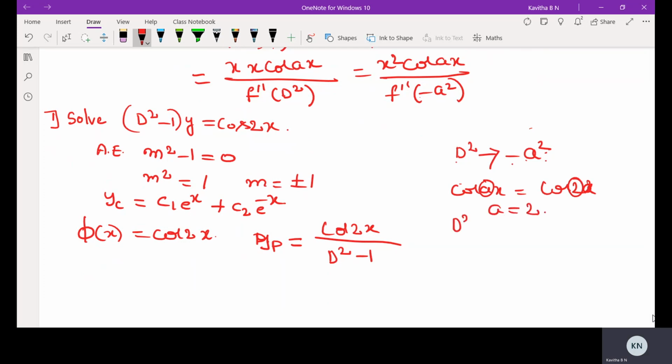So in place of D square we have to substitute minus 2 square. Then yp is equal to cos 2x divided by minus 2 square minus 1, which is cos 2x divided by minus 5.